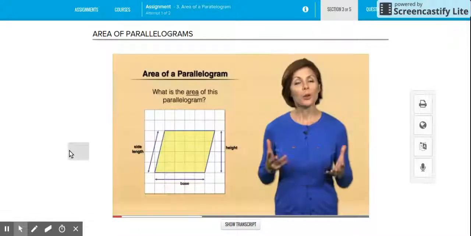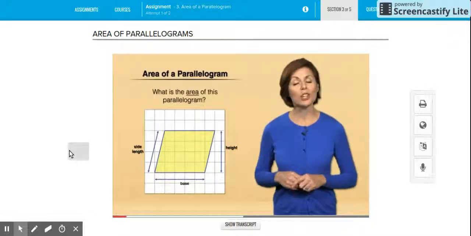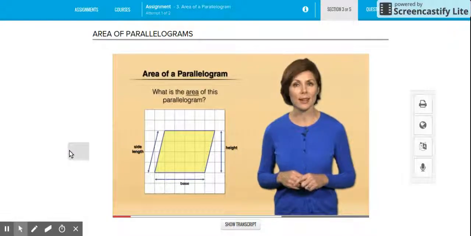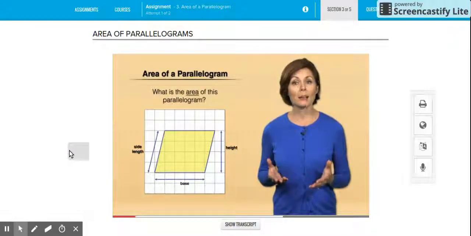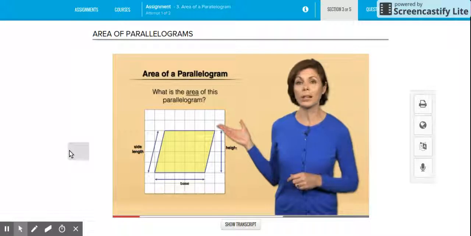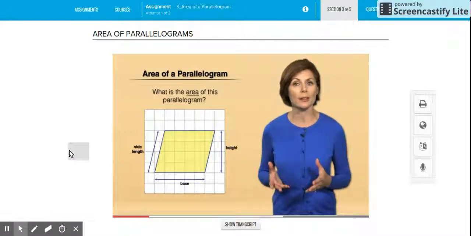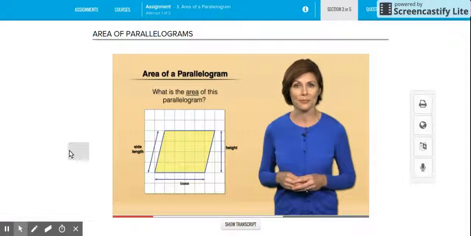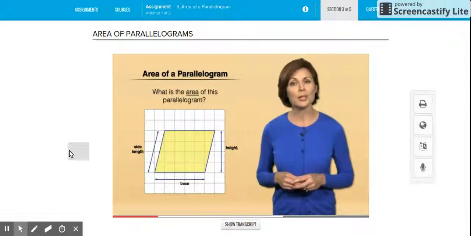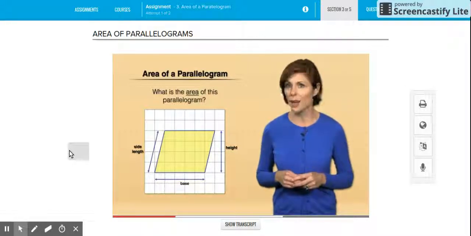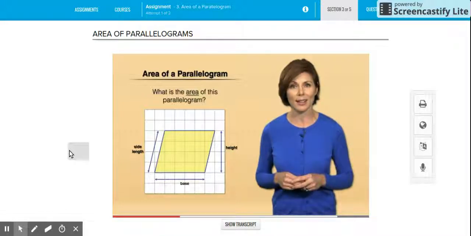When we talk about area, we just mean the amount of space inside a shape. So when we ask, what is the area of this parallelogram, all we're really asking is, how much space is there inside the parallelogram? The answer is determined by the parallelogram's dimensions, its base and height. Keep in mind that the parallelogram's height is not the same as its side length.